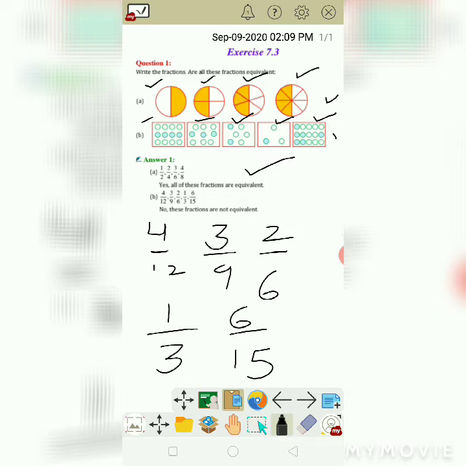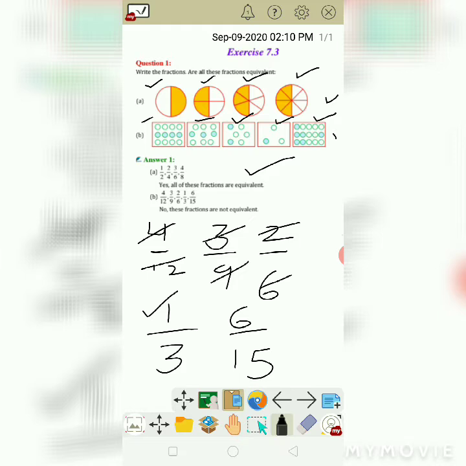6 are filled. Now if you cancel all these fractions, their lowest forms will not be equal. Let us check. If you cancel 4 by 12, how much will you get? 4 by 12 cancelled gives 1 by 3. If you cancel 3 by 9, how much will you get? 1 by 3. If you cancel 2 by 6, what will the answer be? 1 by 3. And 1 by 3 you already have as 1 by 3.